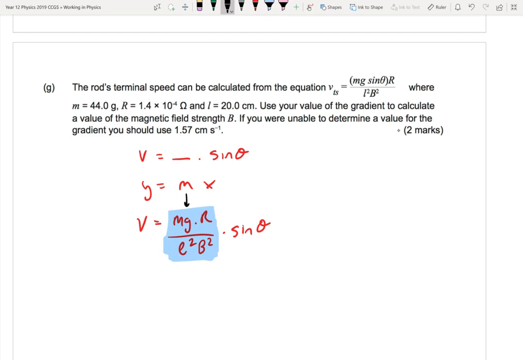Yes, cool, resistance. Solve. Now, just thinking, we've got centimeters per second on the y-axis. Sine theta doesn't have any units, so our gradient would be centimeters per second.